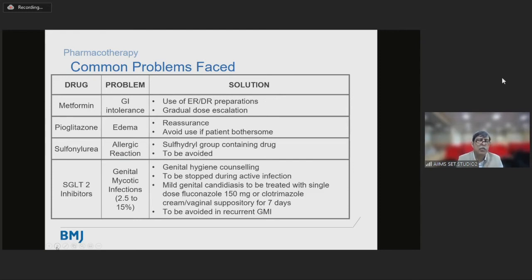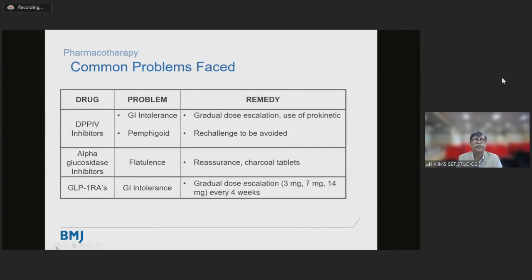The problem with SGLT2 inhibitors would be genital mycotic infections. And what I tell people is, every time you pass urine, please wash your perineum or your external urethra with water so that there's no caking of urine out there. If there is still mild candidiasis, you can try and treat it once. But if there's recurrent genital mycotic infections or recurrent UTIs, stop it.